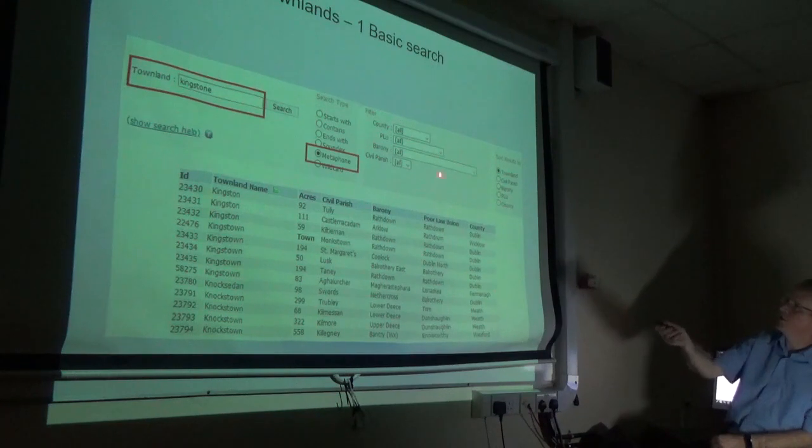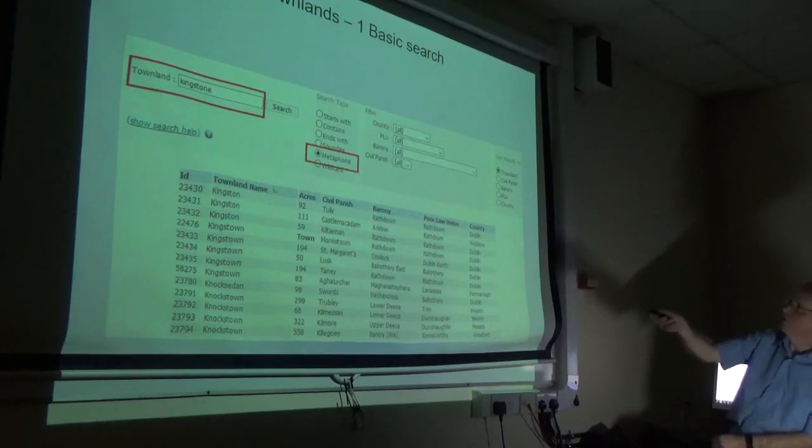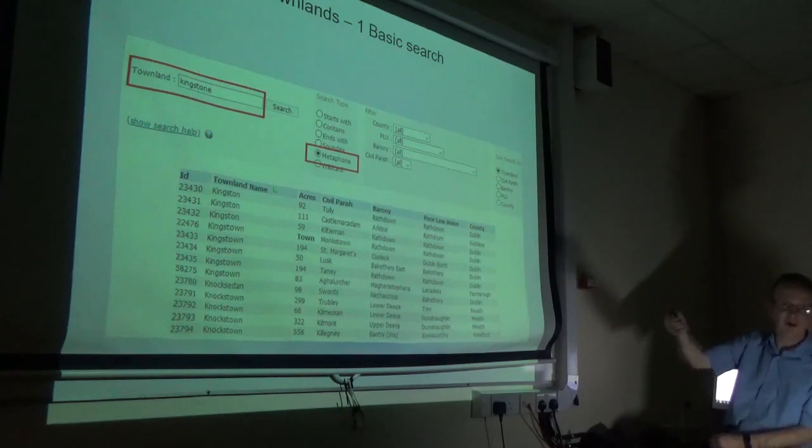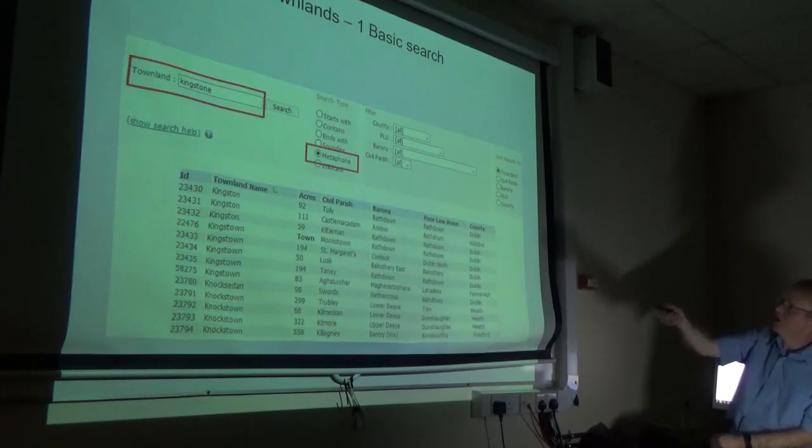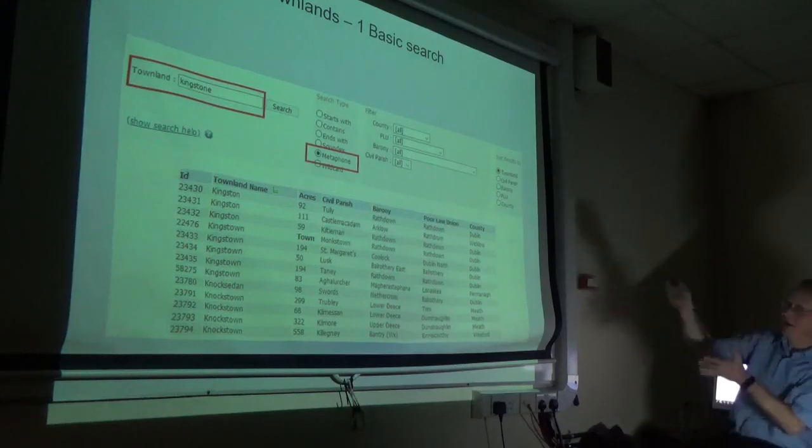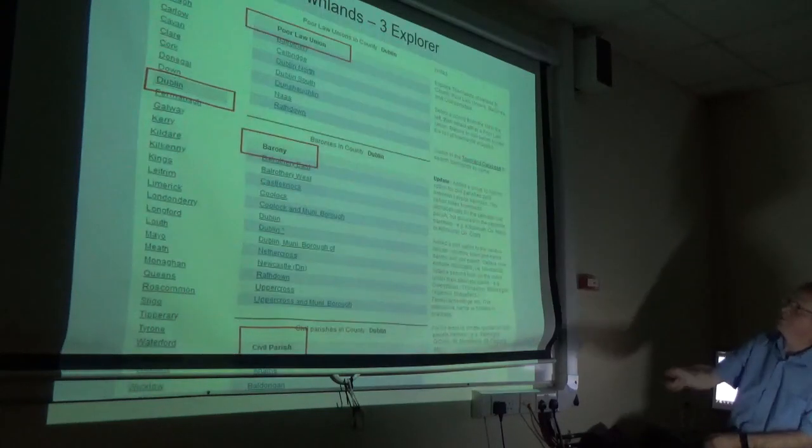You can also filter by any of these: county, poor law union, barony, civil parish, and change the sort order. These cascade, so if you hit Dublin, these three update. You'll only get Balrothery, Rathdown, Dublin North, Dublin South, Naas, Celbridge in poor law unions, and all the baronies in Dublin, and all the civil parishes in Dublin. So you can narrow down the search to different degrees.